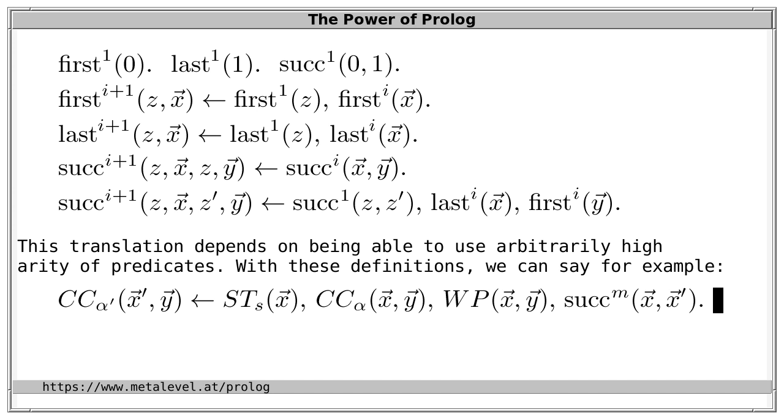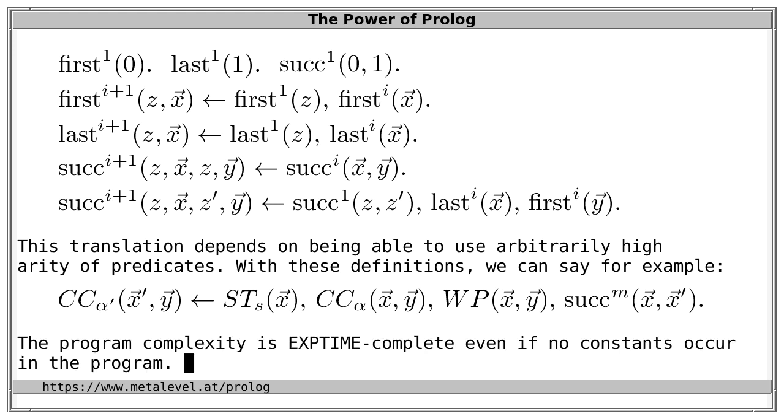So in total, this means that we are able to use Datalog to solve every problem from the complexity class EXPTIME. And the program complexity is EXPTIME-complete even if no constants occur in the program, because the only constants we use in this program are 0 and 1. And these only occur in facts. And therefore we can move them to the EDB, leaving no constants in the rules.